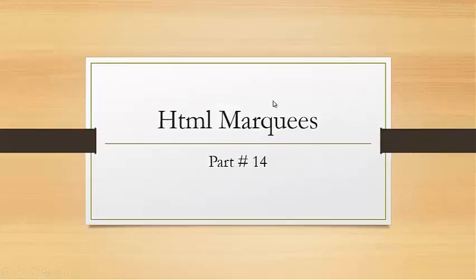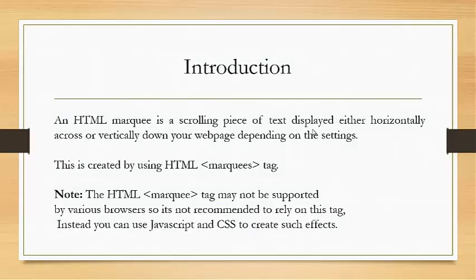And in this lecture, we will study HTML marquees, that is, how you can scroll any type of text or image inside your website, inside your web page. An HTML marquee is a scrolling piece of text that is displayed either horizontally or vertically across your web page depending upon the settings. In order to scroll the piece of text, HTML has created the marquee tag.